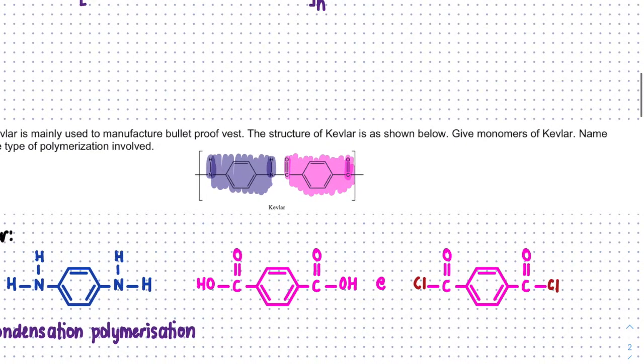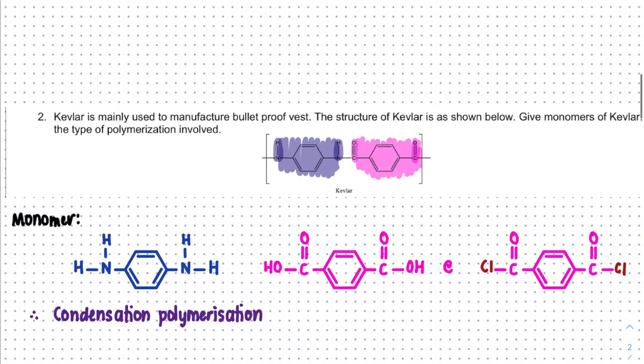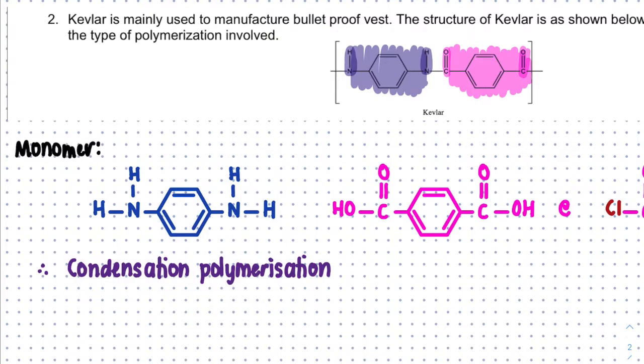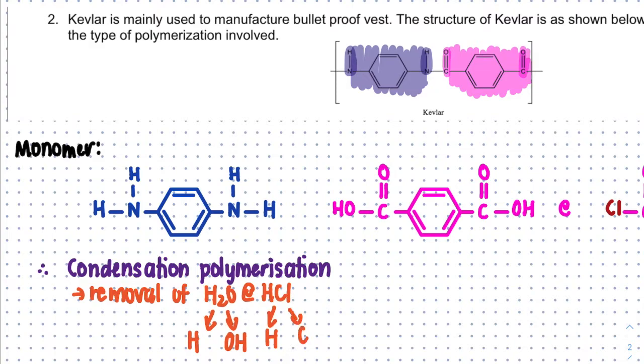But the question does ask, give the monomer of Kevlar. So we have to know that condensation polymerization is actually where there is removal of, usually removal of H2O or HCl, the most famous one. Okay, so if it is H2O, it means one will remove H, one will remove OH. For HCl, one removes H, one removes Cl.